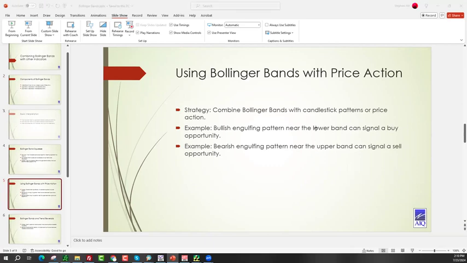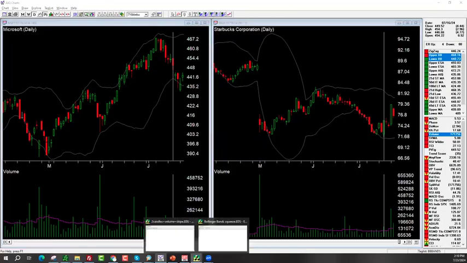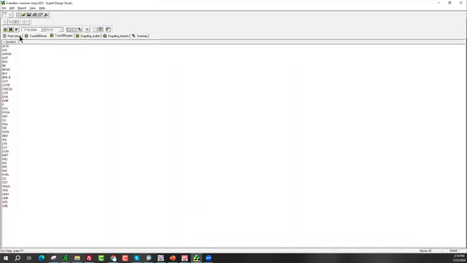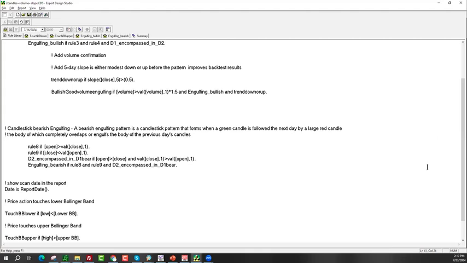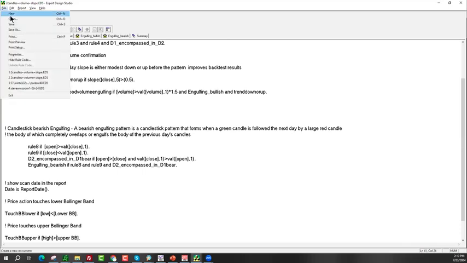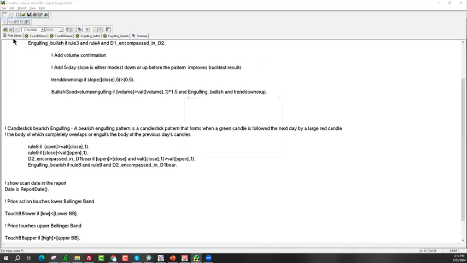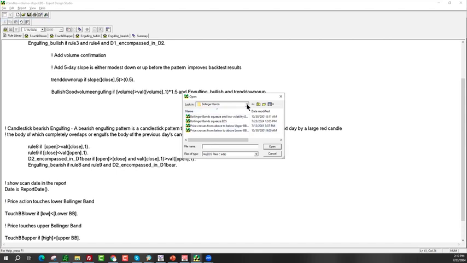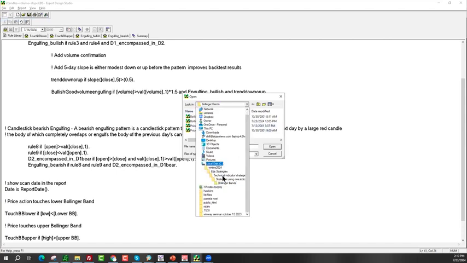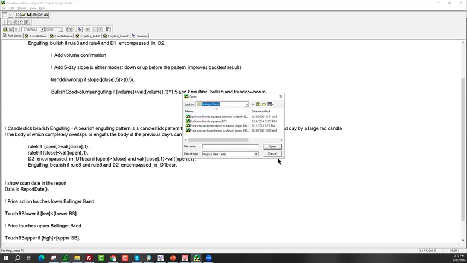So let's recap on what the bullish and bearish engulfing patterns look like, and then we'll tie the Bollinger Band into that. So this is Expert Design Studio. Those of you who are familiar with this and use this on a regular basis, this is our tool for building trading strategies. And of course, it also has a large number of built-in strategies in the system. In this case, we even have all sorts of Bollinger Bands already. All of these are in our ADS strategies folder if you're using the system.